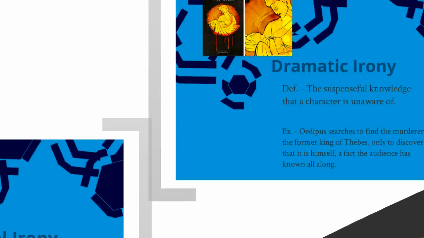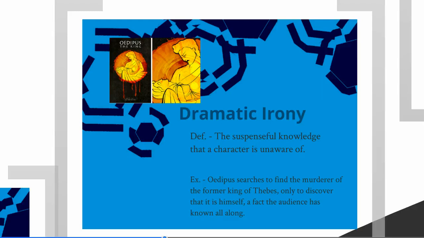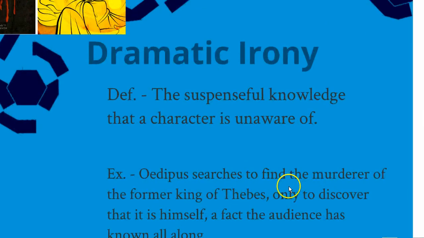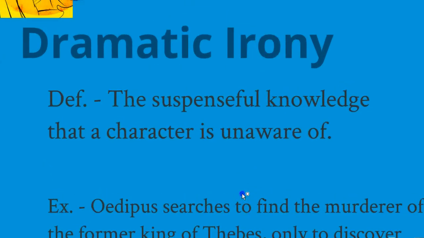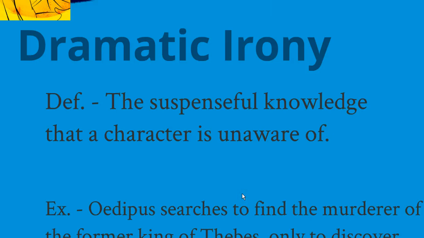The next kind of irony is called dramatic irony. And dramatic irony is the suspenseful knowledge that a character is unaware of. So this happens a lot of times in literature, right? This is where we as the audience know something that a character does not know. This happens in a lot of movies you see, it happens in famous literature, but we're talking about that. The suspenseful knowledge that we're aware of, but that a character in the story is not aware of.